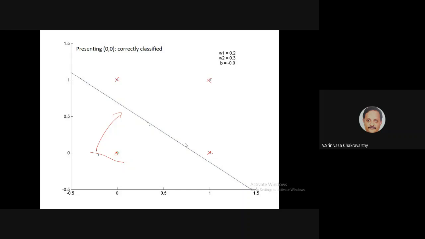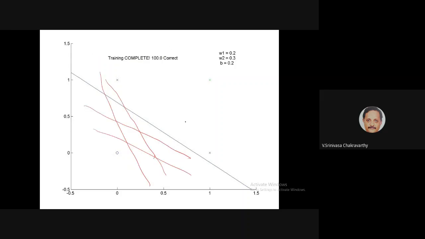So if I give 0, 0 as input, it'll give 0 as output, which is correct. For 0, 1, it gives 1 as output. 1, 0, it gives 1 as output. And 1, 1 also gives 1 as output. So all the 4 are correctly classified.